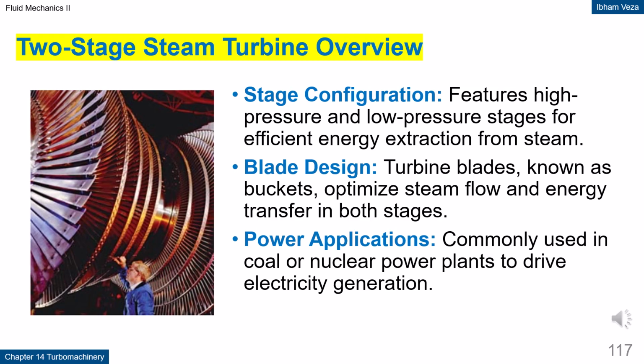Two-stage steam turbine overview. This two-stage steam turbine consists of high-pressure and low-pressure stages to extract energy step by step from steam. Each stage has blades designed to guide and accelerate the steam flow optimally. The staged arrangement allows more efficient use of steam energy than a single stage.